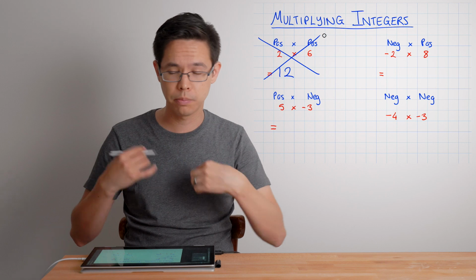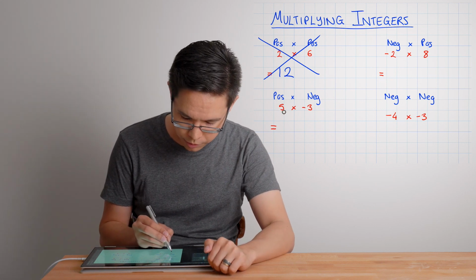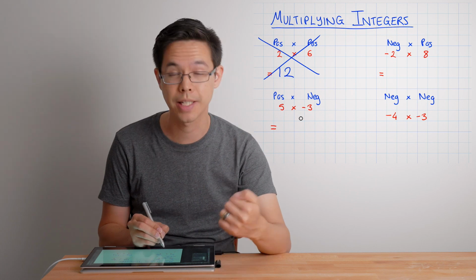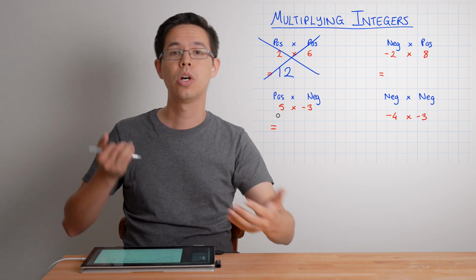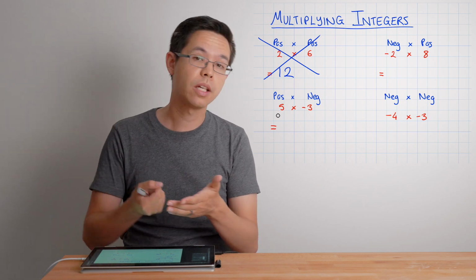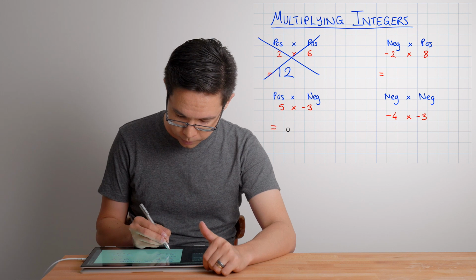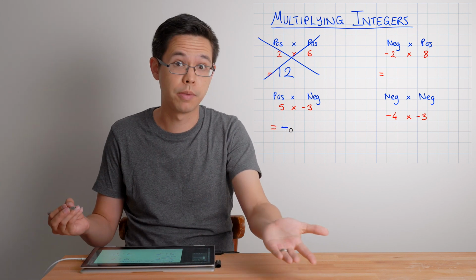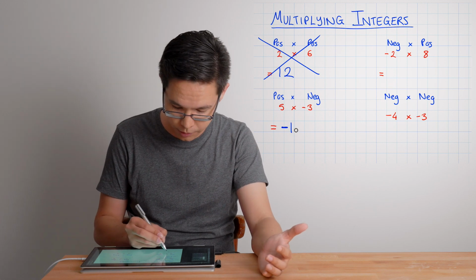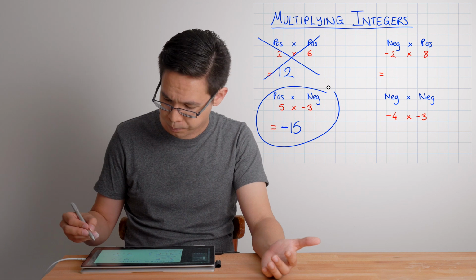A positive number multiplied by a negative number. Now that's interesting. So here I've got positive 5 multiplied by negative 3. Here I've got a positive and a negative number multiplied together. Negatives always win when you have a multiplication involved. So the answer is going to be negative, and then I just figure out what is 5 times 3, well, 15. So my answer is negative 15. So that one there is pretty nice and simple.